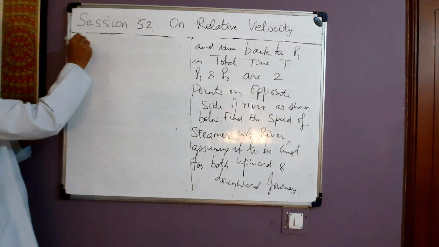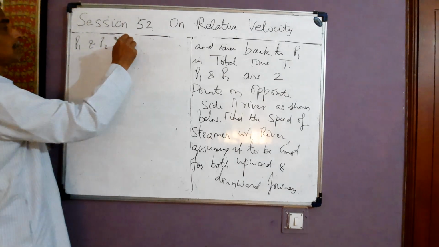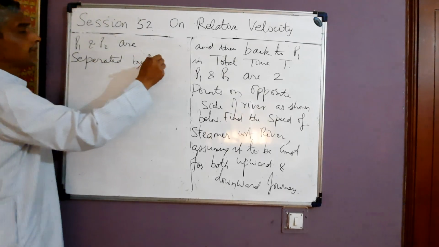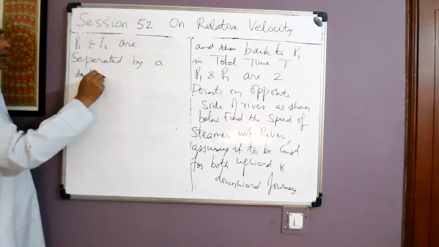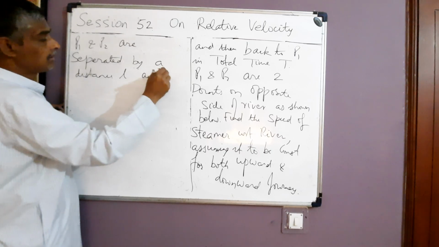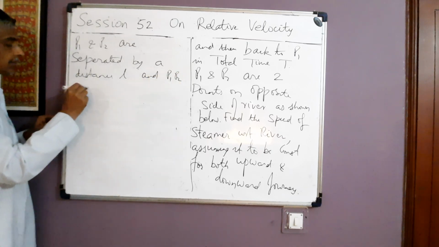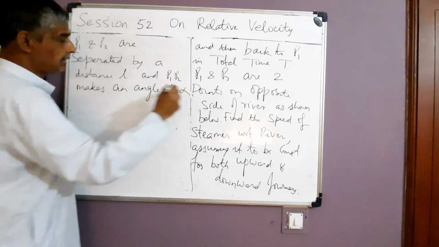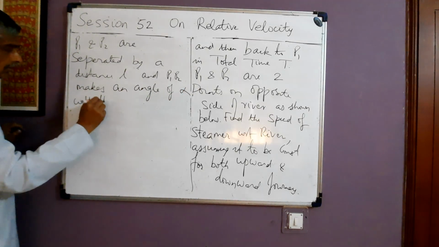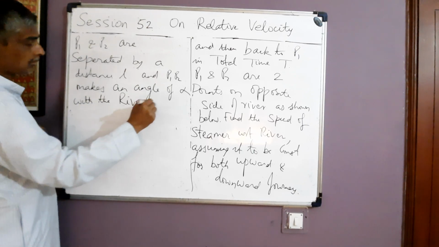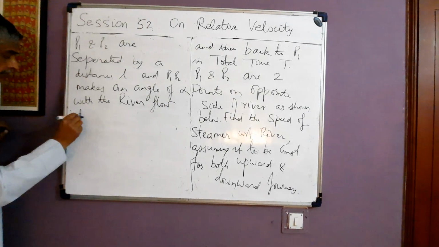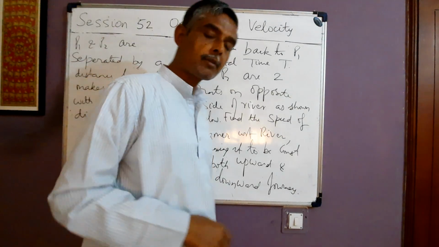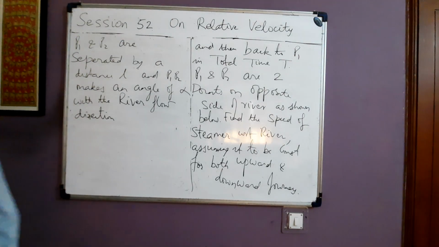And P1 and P2 are separated by a distance L, and P1 P2 makes an angle of alpha with the river flow direction. Alright, at an angle of alpha with the river flow direction. So this I have now.